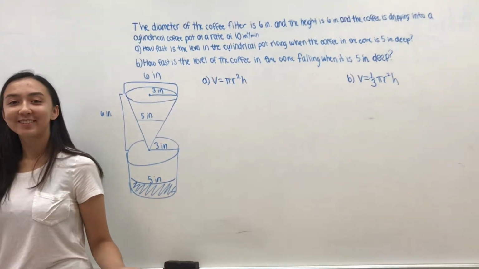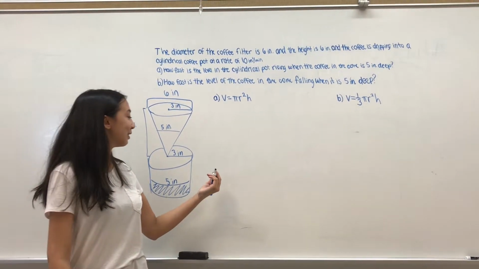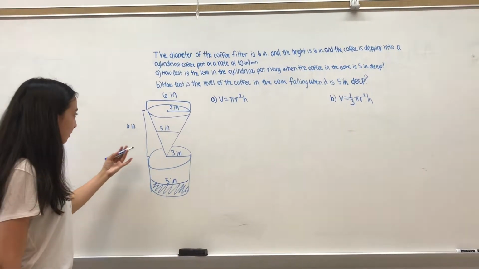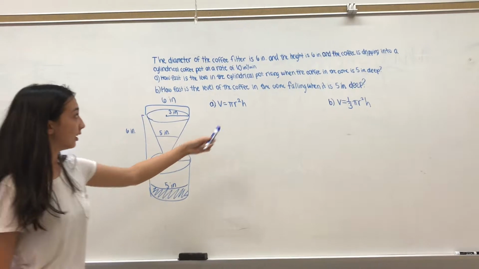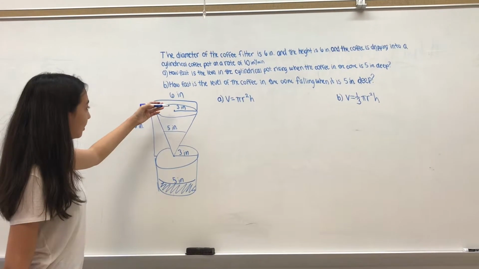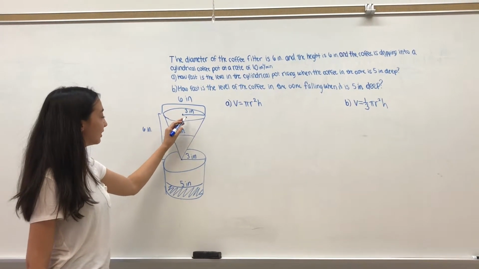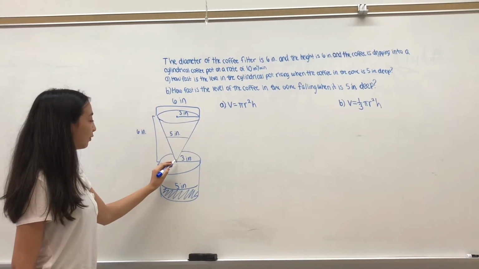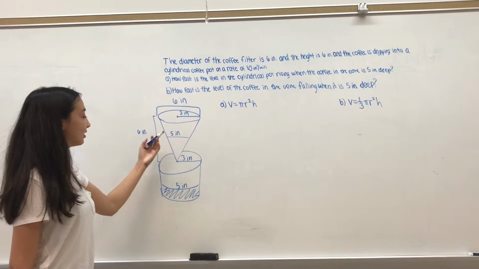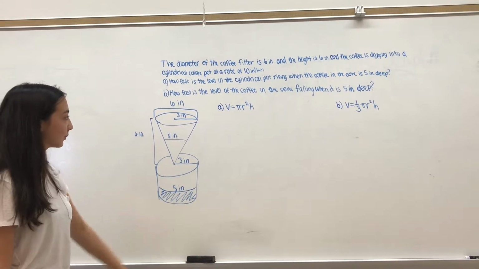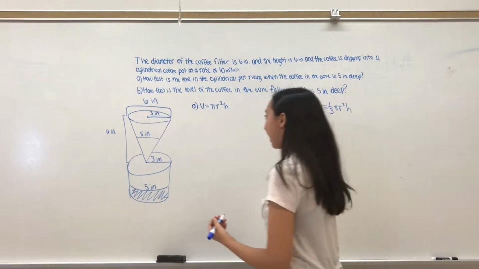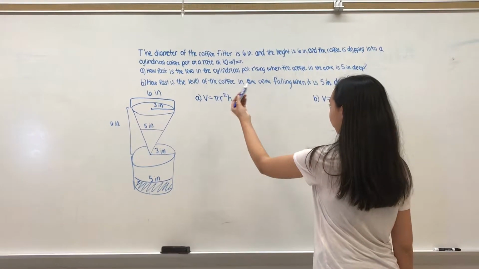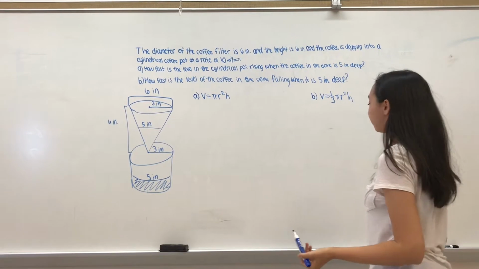Great question, Audra. So the first thing you want to do is to draw a diagram of your situation. In this case, we have a coffee filter that's in the shape of a cone. We know that the diameter is 6 inches, and the radius is half of the diameter, so the radius is 3 inches. We also know that the height is 6 inches, and that the diameter of the cylinder is the same as the cone, so it has the same radius. Question A asks us to find how fast the level in this cylindrical pot is rising when the coffee in the cone is 5 inches deep.